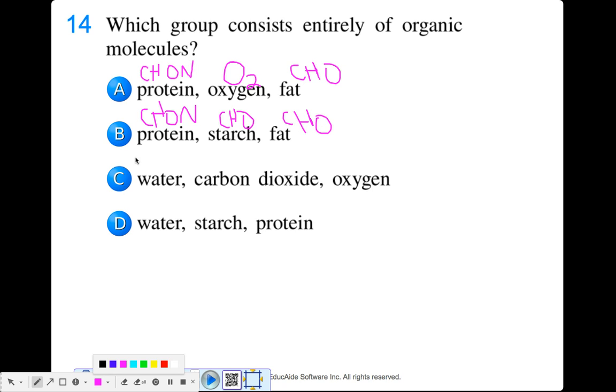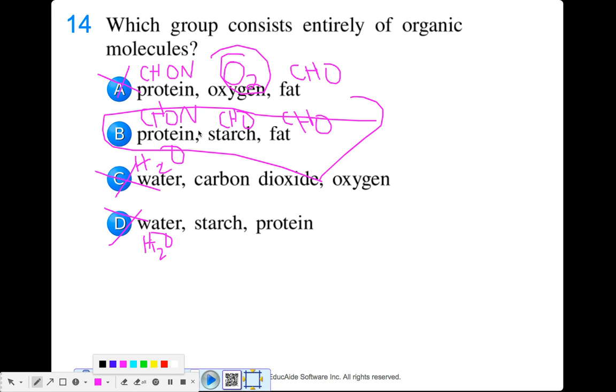Sorry, it's messy. Water is H2O. Okay, we can just stop there because we know already that's not organic, right? Because it doesn't have a carbon. Not organic because oxygen doesn't have a carbon. Water, it's inorganic. Inorganic means not organic. Doesn't have a carbon. So the correct answer is B. All of these molecules contain carbon and hydrogen, so they are considered organic molecules.